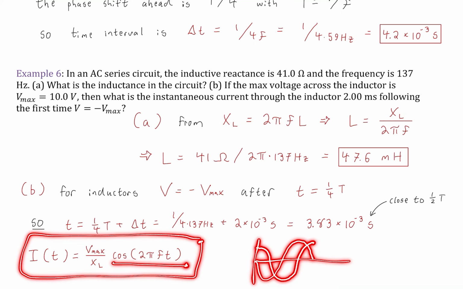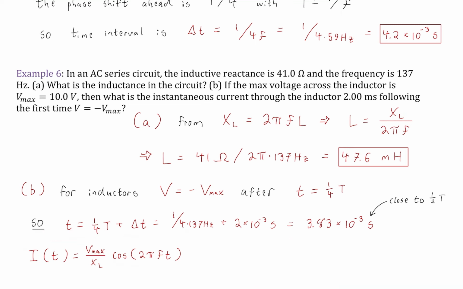Okay, very good. Now we have our value of t, so we're just going to plug that in. We already know the frequency, and we know the maximum voltage, because we know it's 10, and we now know our inductive reactance. Notice that what I've done here using Ohm's law, I've just replaced I max, which I think I have a note for. Yeah, I have it here. Because 10 volts over 41 ohms is none other than the current amplitude, which is 0.244 amps.